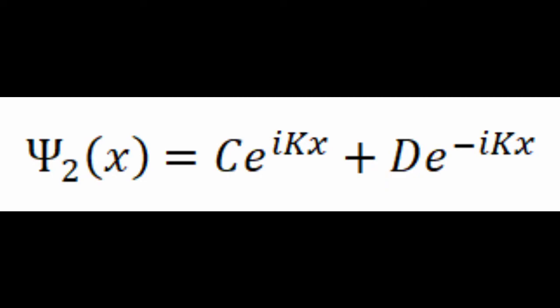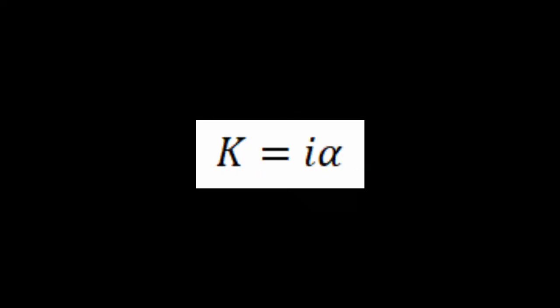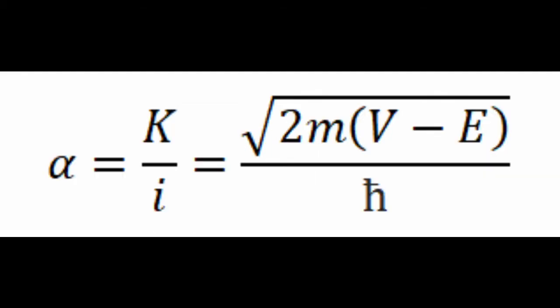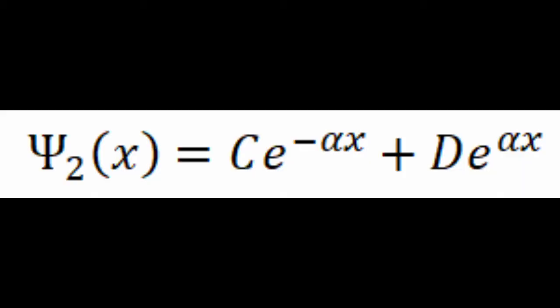So we do that with a very simple substitution. We use capital K is equal to i alpha. i obviously is the imaginary number, i is equal to the square root of minus 1. And so in this case, we take it such that alpha is equal to K over i. And of course, we can just substitute what K is. With that substitution done, we have now transformed the equation in terms of alpha. So that is our second wave function.